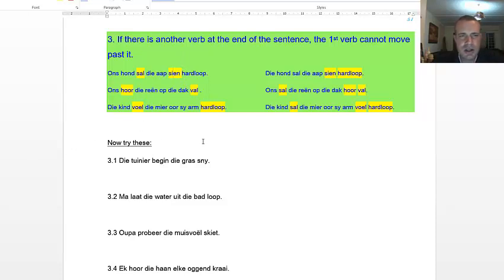Ons hoor die reën op die dak val. We hear the rain falling on the roof. Now, if you miss that val is a verb, so that's where your vocab becomes so important. If you didn't know that fall was a verb, you're going to take hoor, I can hear, and move it over val. That's what you're going to do. But you need to be able to see that it's a verb and it bumps its head onto val, cannot jump over another verb. Okay?